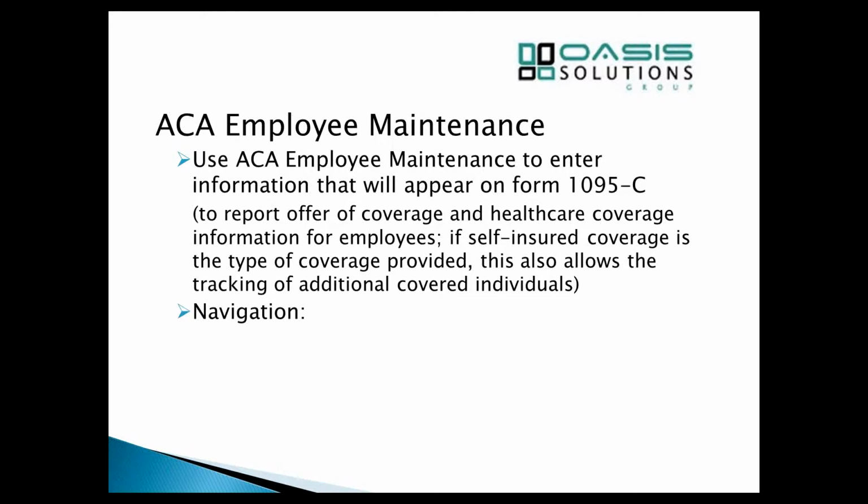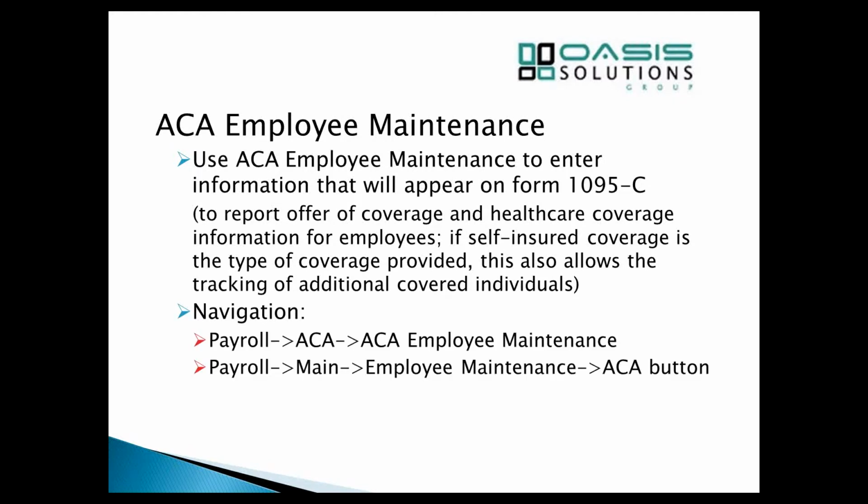To navigate to the ACA Employee Maintenance Screens, there are two ways that you can get there. Please remember that we discussed in Part 1 that you do have to allow the security through role maintenance to get to these screens. The first one is to navigate to the Payroll module, the ACA folder, then select the ACA Employee Maintenance.